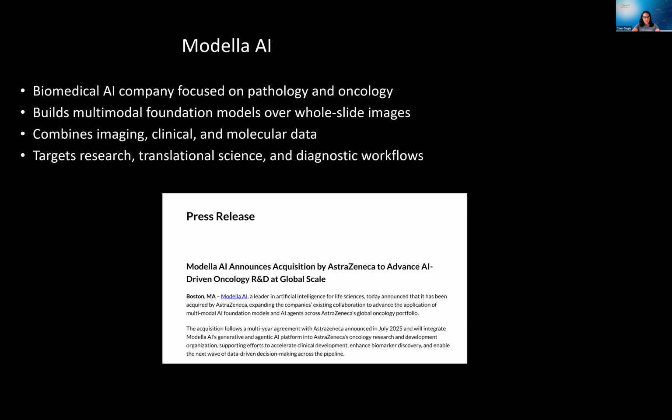I don't know, is it already one year ago? I think so, yes. So a very nice spin-off of Mahmood Lab is Modella AI. They actually took these capabilities and commercialized them and were acquired by AstraZeneca. A beautiful success story going from academia to the industry. I really look up to Professor Faisal Mahmood. I think he is a role model in our field.